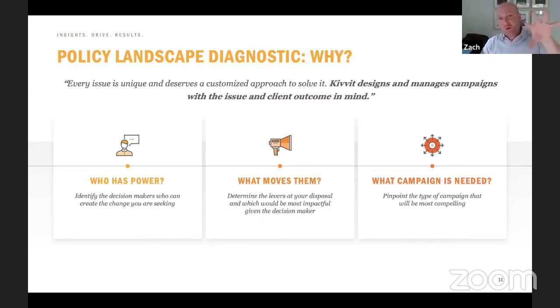And by identifying who has power, it brings next the inherent question of what moves them. We showed you some information earlier in terms of what third parties are engaged by policymakers, right? These are potential opportunities for coalition building. We also saw how policymakers are communicating, how to reach them. So these are the types of data points that start to fill in these questions of who has power, what moves them, and ultimately informs what campaign is needed.